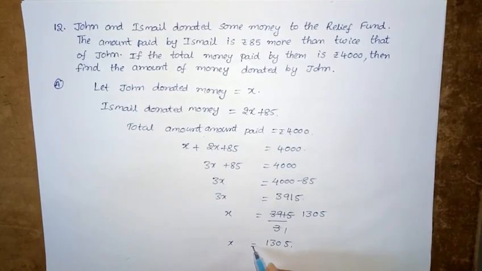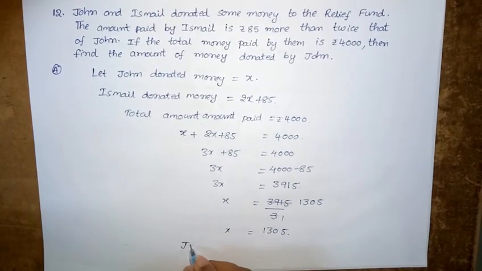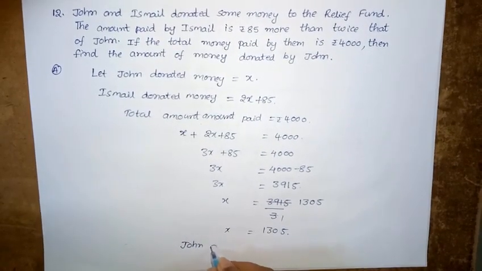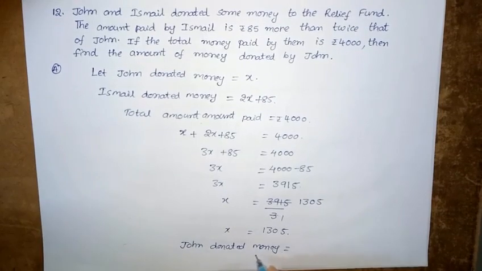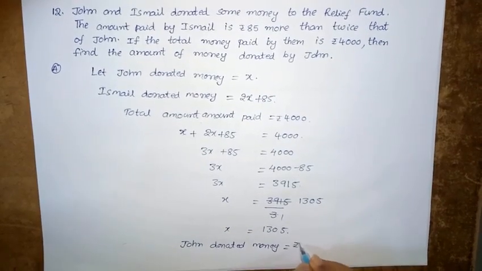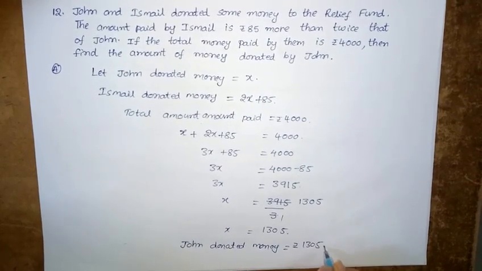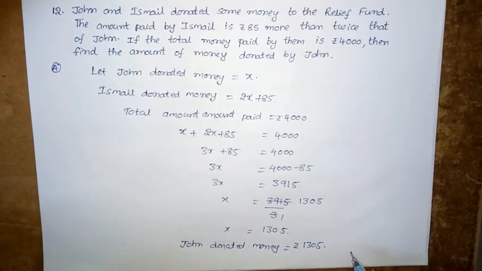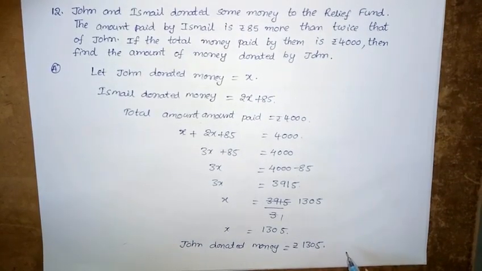So X represents the money John donated. So John donated money is equal to 1,305 rupees. So this is the solution for the 12th problem.